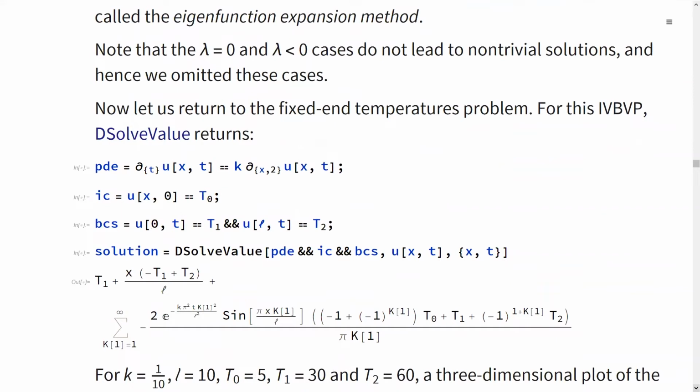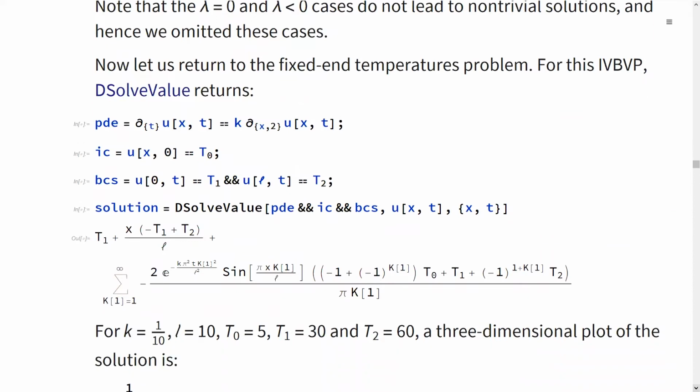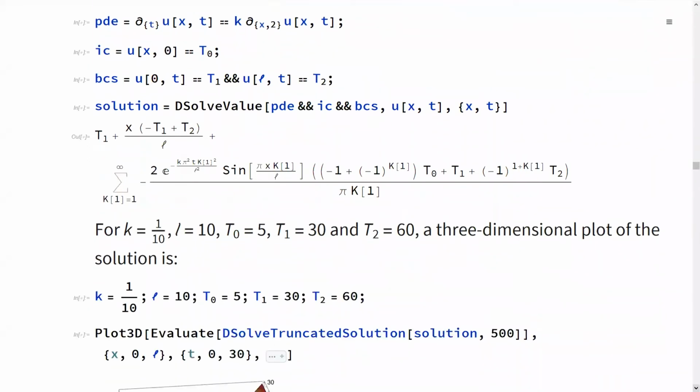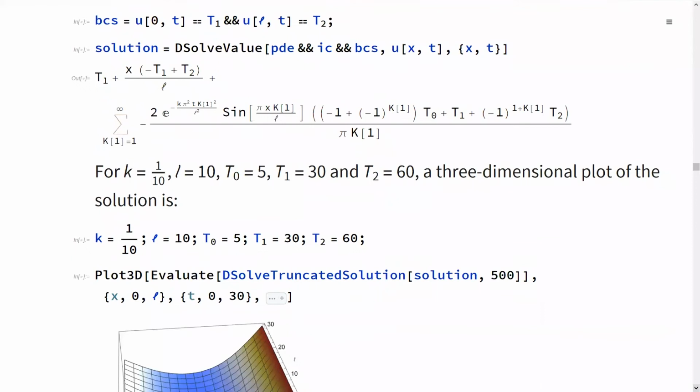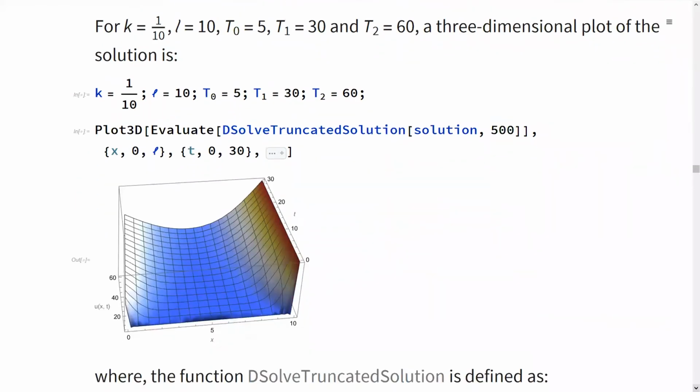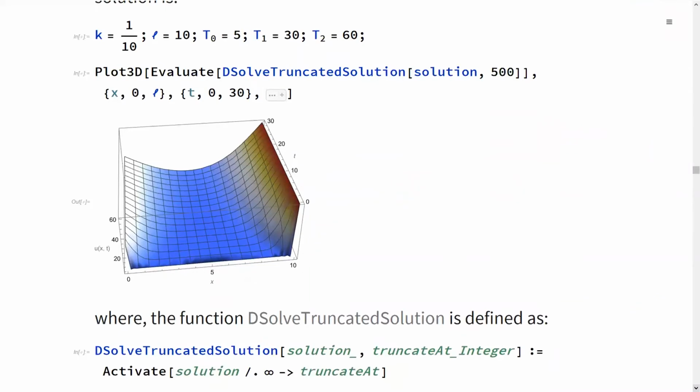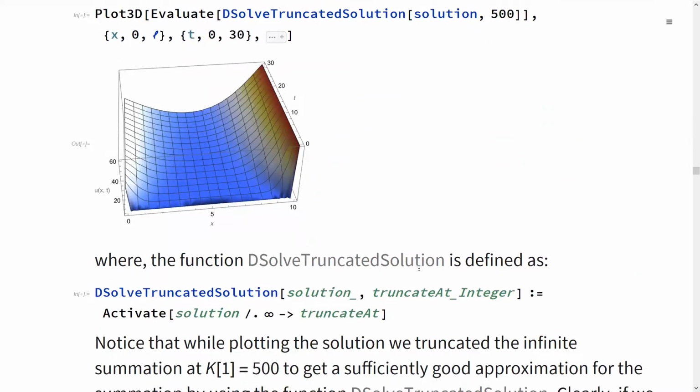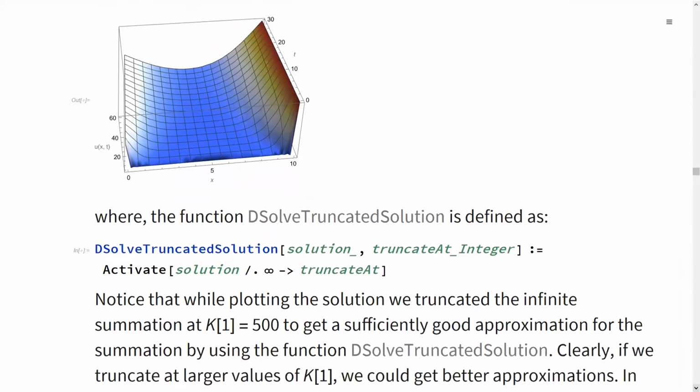So now let us return to the fixed end temperature problem. For this initial value boundary value problem, the solve returns this. So now, in addition to the infinite summation, we have this term. For specific values of k, L, and T0, T1, T2, we find this solution. And if we plot the solution, we get a plot like this. Here, this truncated solution function is a simple function that we define like this in order to truncate the infinite summation at a desired point, so that we get a sufficiently good approximation for the infinite summation.